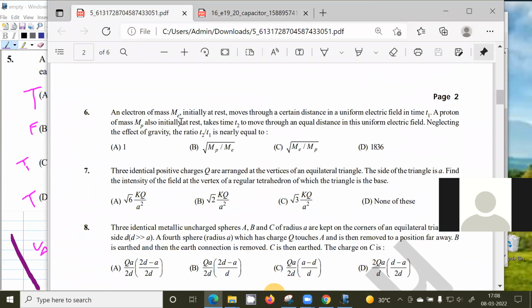This one, an electron of mass ME initially at rest moves a certain distance in uniform electric field in time t1. The proton of mass MP initially at rest takes time t2 to move through the same electric field. Neglecting effect. Oh, this is also a trivial question. So the acceleration. What is the answer here?